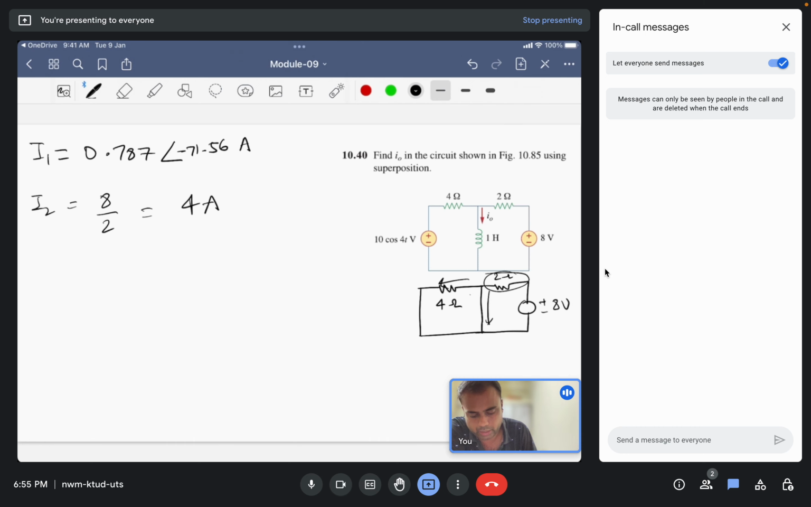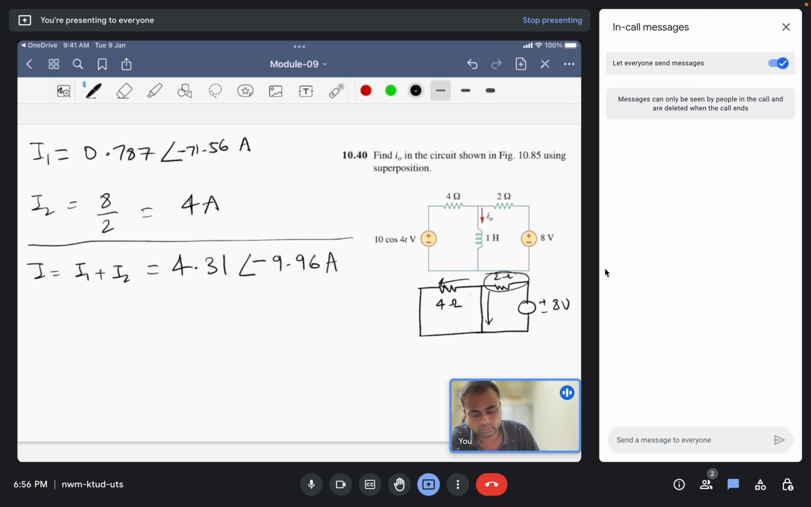So let us add: I is equal to I1 plus I2. This comes out 4.31, angle is minus 9.96 amperes.